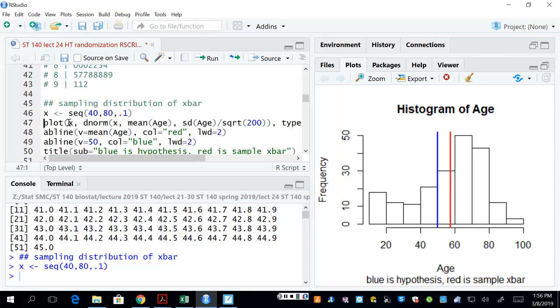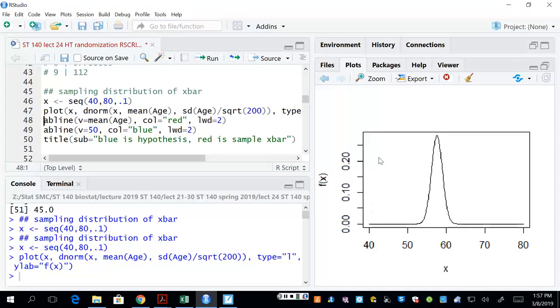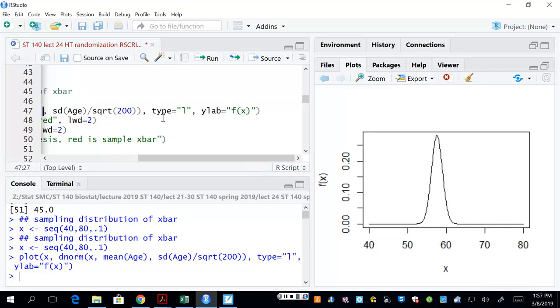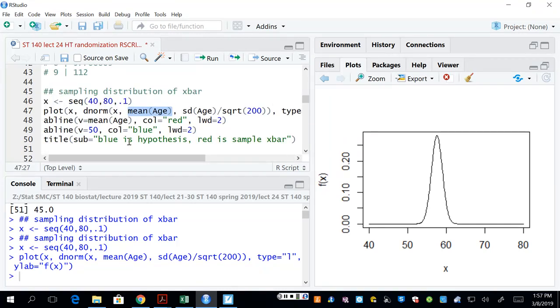And I'm going to plot this sequence, what I'm calling x, from 40 to 80. And the height is going to be the normal density, that is, the normal sampling probability density function. And that looks like this. It's a normal curve centered at 57, and that's the standard error. That's how spread out the x bars are likely to be. And I've made it a nice line, type equals l, but I've changed this label up here to be f of x. So it's the probability density function.